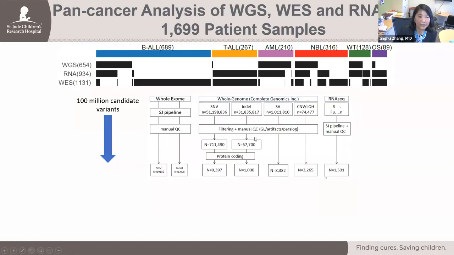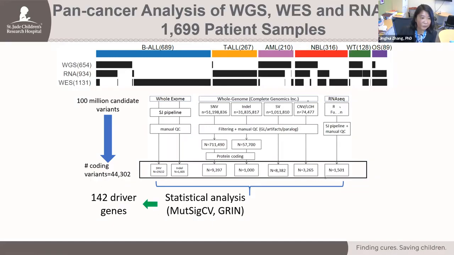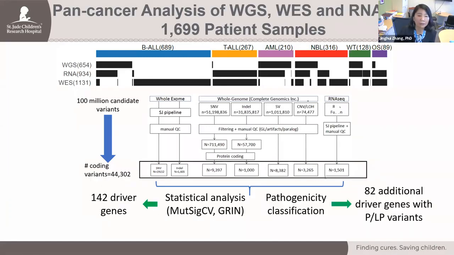So what we have done is develop a very elaborate filtering and QC check process, so that at the end, we were able to utilize about 44,000 curated variants from these 100 million at the start, and apply statistical analysis tools to identify 142 driver genes. We also applied another approach that was initially developed for a clinical sequencing initiative called pathogenicity classification. That led to the discovery of 82 additional variants that could not be discovered by the statistical test.